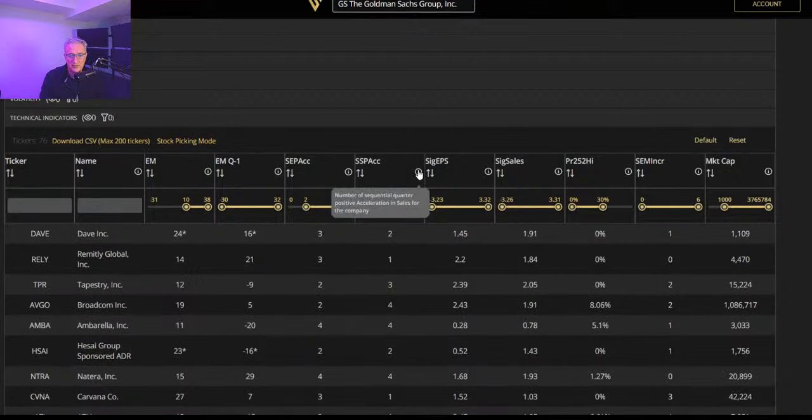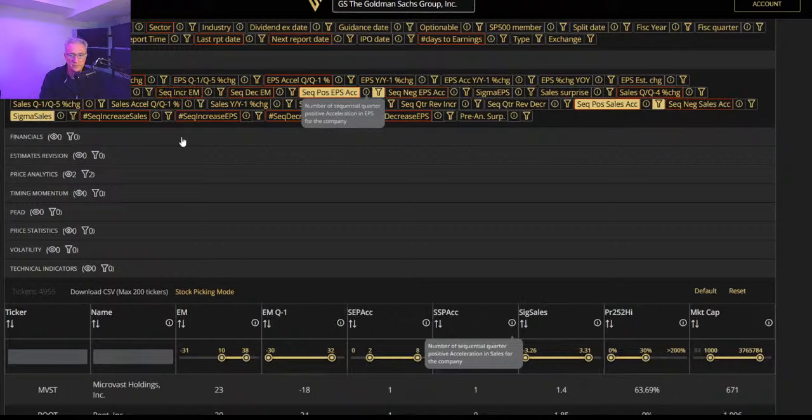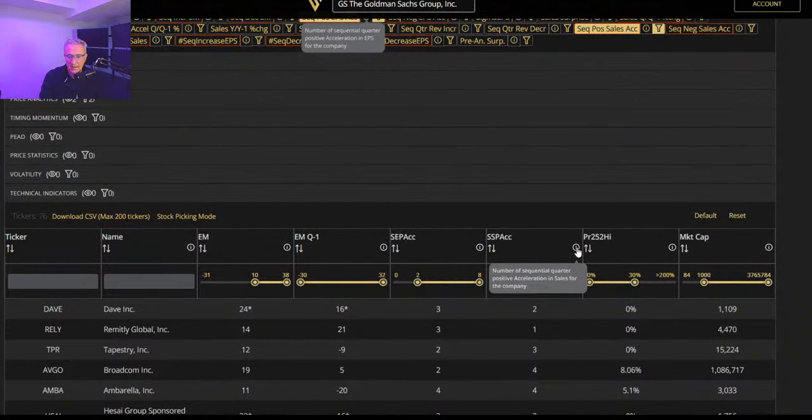And this is the same, but for sales, which is this field here, sequential positive acceleration. Going to remove those two. And same thing. Well, let's see what we get here. We get 76 names here. So again, a good list of candidates here.